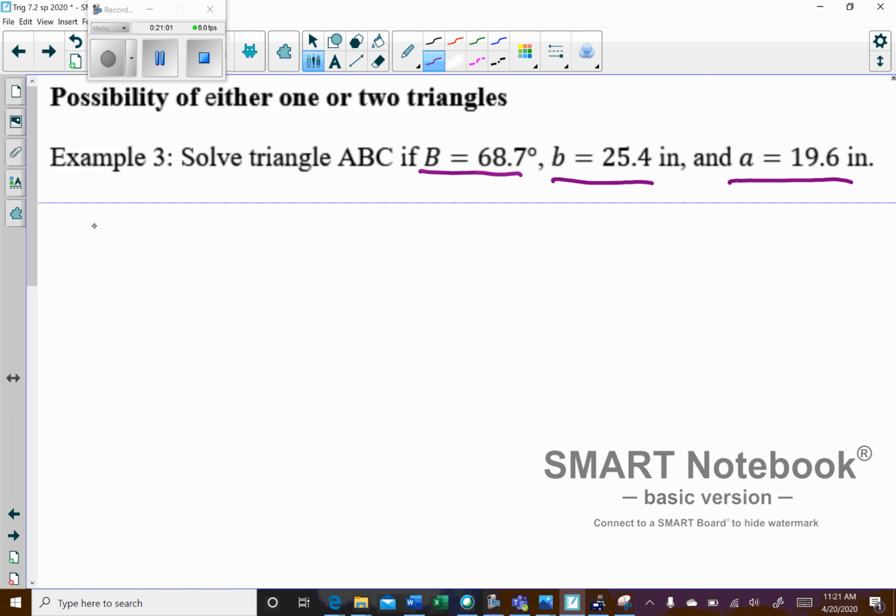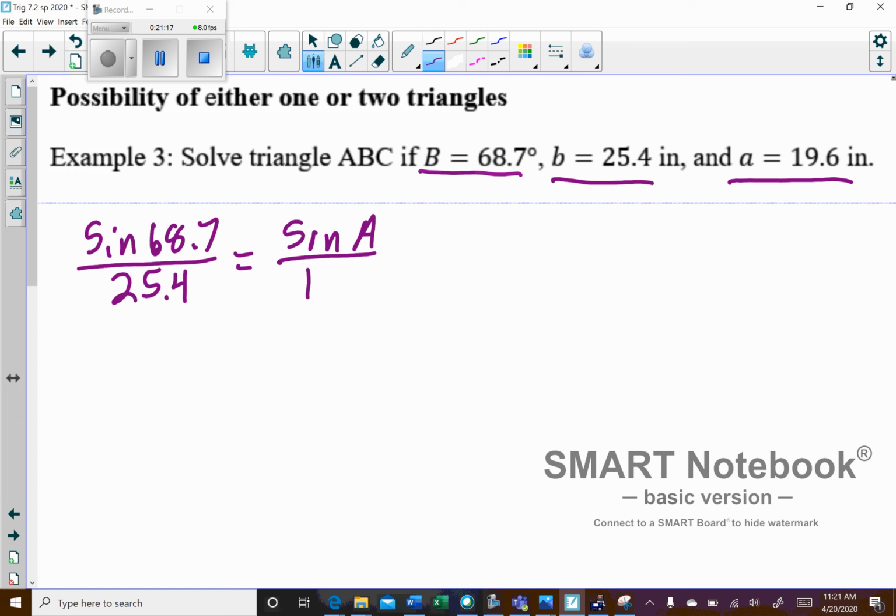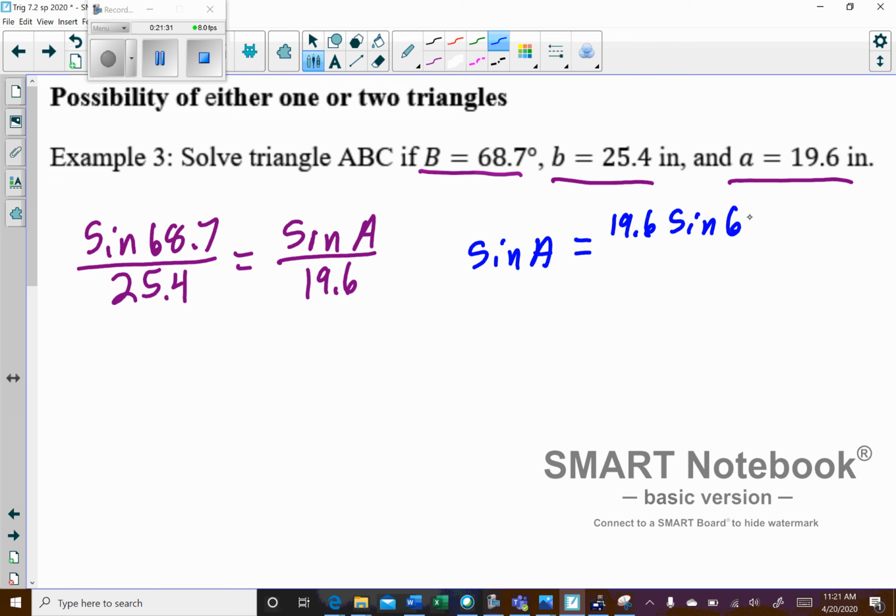Okay, so here we go. So sine of 68.7 over 25.4 equals sine of A, which we don't know, over 19.6. Okay, so the algebra here is pretty simple. So we're going to get sine of A equals 19.6 times sine of 68.7, all divided by 25.4.